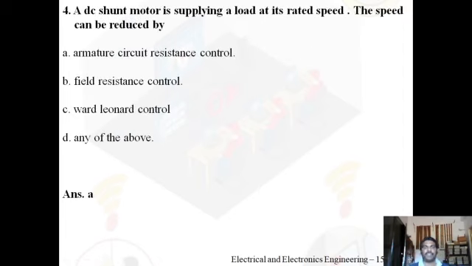A DC shunt motor is supplying a load at its rated speed. The speed can be reduced. Right now the motor is running at a rated speed. How can the speed be reduced? With the help of the armature circuit resistance control method. As you have seen, the speed below the rated speed can be achieved by using the armature circuit resistance method. Therefore, you can go for option A.